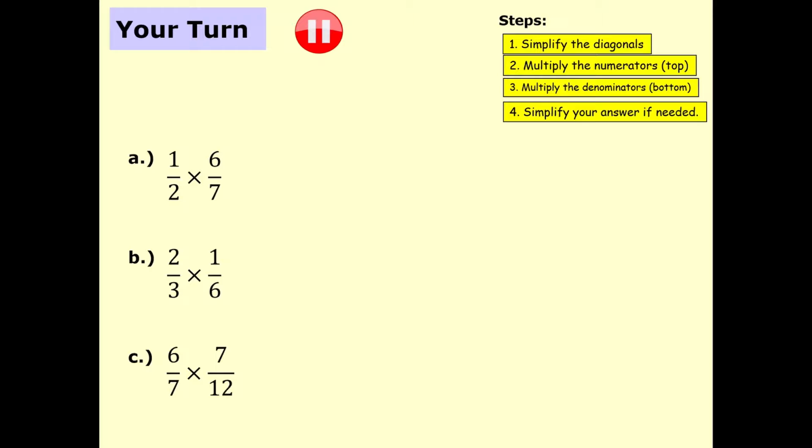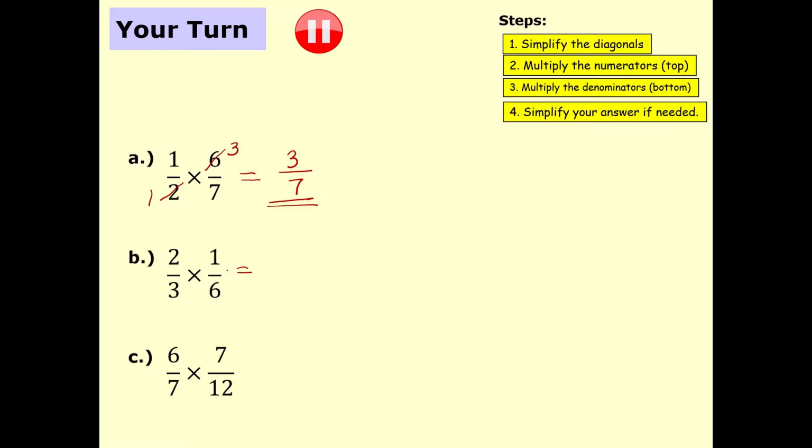Okay, hopefully you've tried them. Let's go over the answers. So checking our diagonals, we've got 1 and 7. We can't simplify them, so we're just going to leave it as it is. Then we've got 6 and 2. We can divide both of them by 2. So 2 divided by 2 is 1. 6 divided by 2 is 3. Now we can go ahead and multiply our numerators, which is 1 times 3 to give you 3, and 1 times 7 to give you 7. And that is the final answer there. So well done if you got that one.